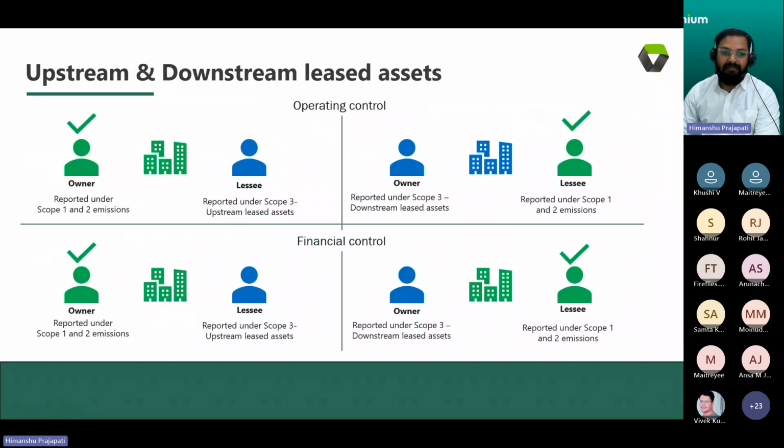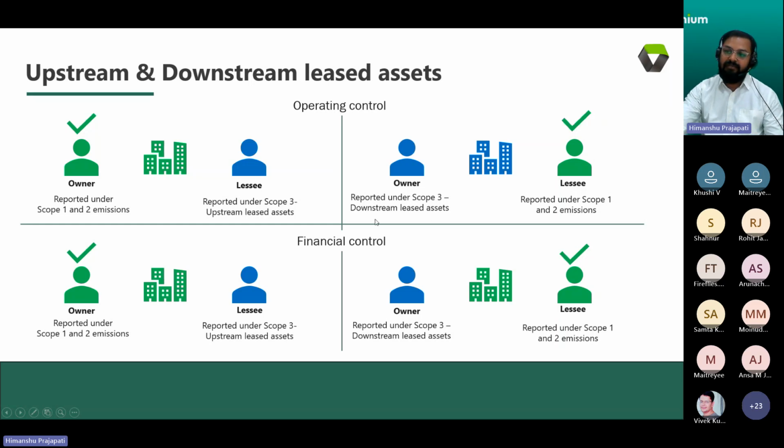All right. I think we've already covered the example of the upstream or downstream lease asset, wherein I'll just quickly summarize it. So here in this case, for example, if I have operational control of the assets and I am the owner of the asset, and the tick mark over here represents that I am. So we are preparing the report for this particular company. So this is the reporting company in this case. If I have to report it, I will report it under scope 1 and scope 2 emissions because I have operational control over these assets. In case I do not have operational control, I will report it under scope 3 downstream lease assets, right?